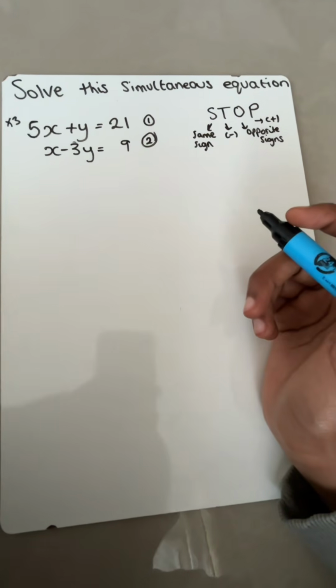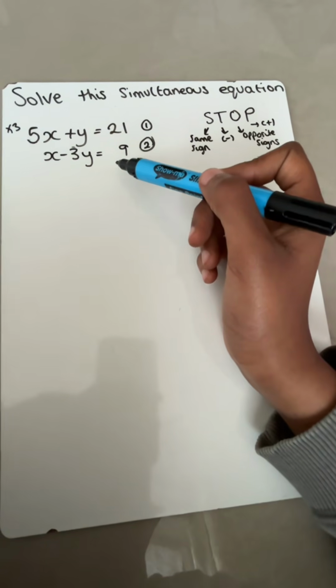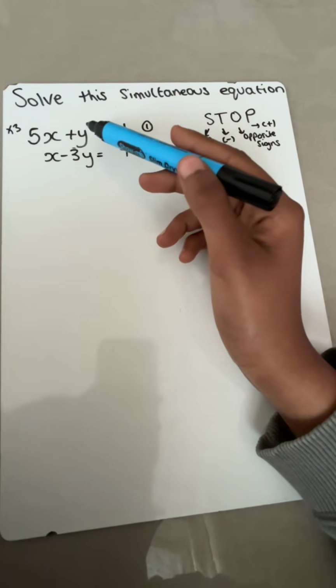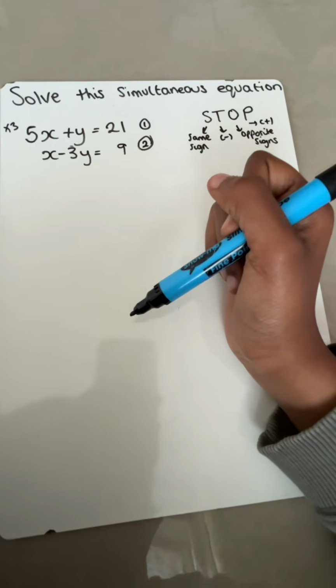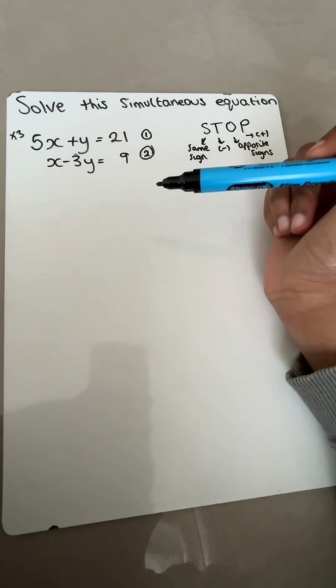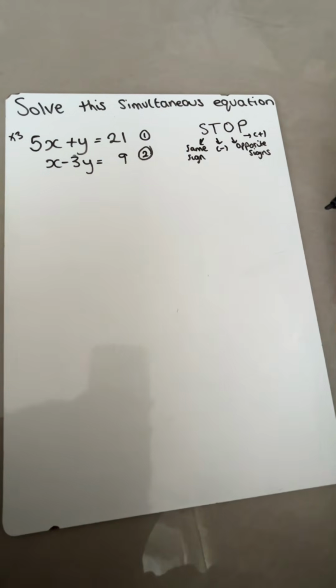Here is another simultaneous equation that I'll be going through. So we've got two equations here. In my other videos, we had 1y on both equations, which is why it was easier to solve. But for these two equations, our x values are completely different and our y values are completely different.